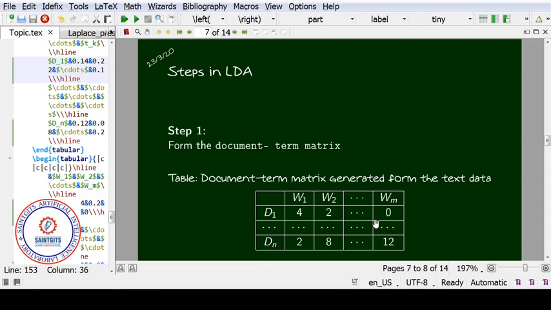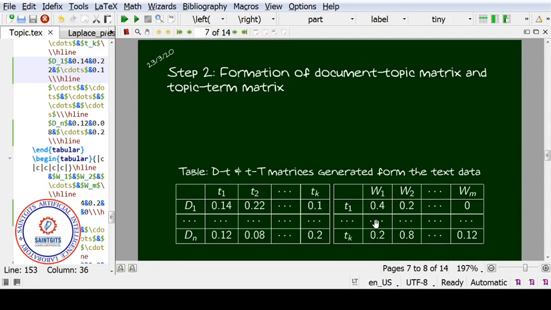Then in the next step, LDA generates two submatrices in lower dimension from this document term matrix. We look into that. Step 2, formation of the document topic matrix and topic term matrix. Actually, these matrices are probability matrices. These probabilities are assigned randomly at the initial stage. Then they are updated in various epochs with the help of some probabilistic learning. We will expand this idea.